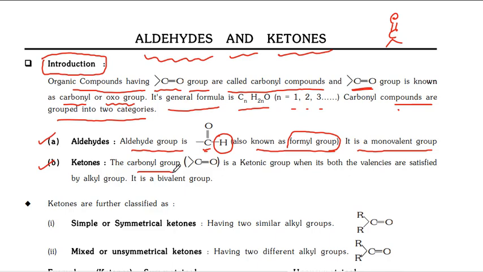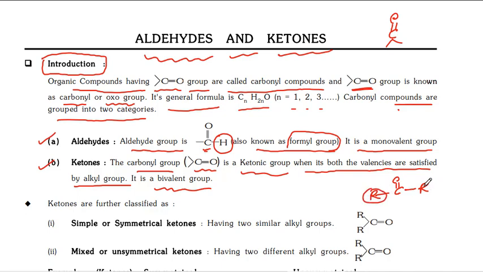Ketones: the C double bond O carbonyl group is a ketonic group when both the valencies are satisfied with alkyl groups. It is a bivalent group. Bivalent means two groups. Here this C double bond O is connected with two groups, and those groups should be alkyl groups. Only alkyl, it should not be hydrogen. R means alkyl.